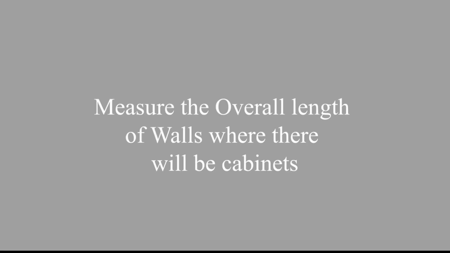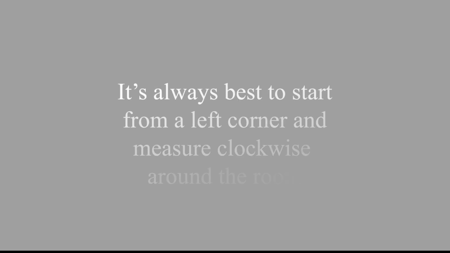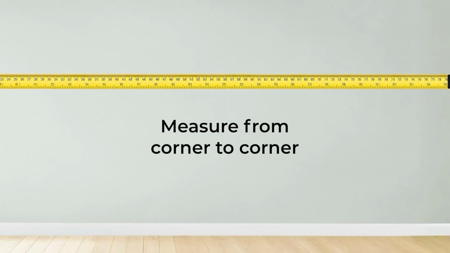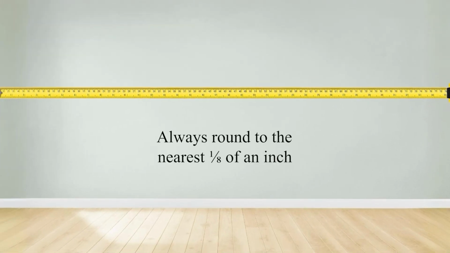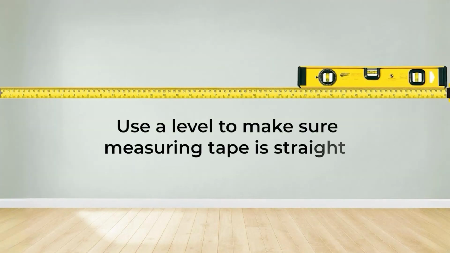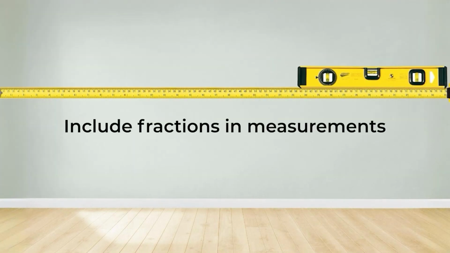Measure the overall length of walls where there will be cabinets. It's always best to start from a left corner and measure clockwise around the room. Measure from corner to corner using inches. Always round to the nearest eighth of an inch. Use a level to ensure your measuring tape is straight, and always include fractions in your measurements.